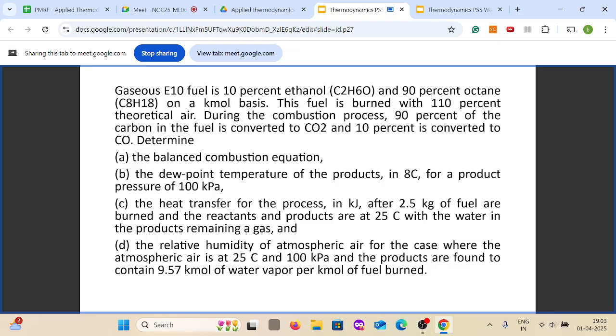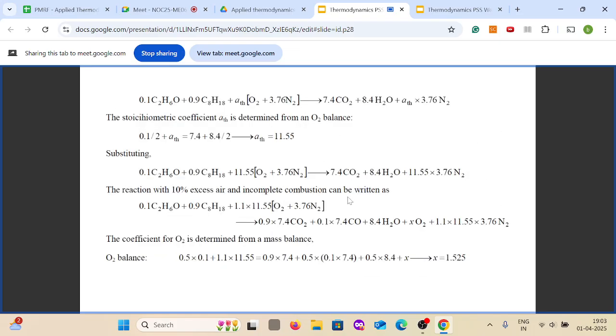Then determine the heat transfer for the process in kilojoule after 2.5 kg of fuel are burnt, with the reactants and products at 25 degrees Celsius and water in the products remaining a gas, and the relative humidity of atmospheric air for the case where the atmospheric air is at 25 degrees Celsius and 100 kilopascal, and the products are found to contain 9.57 kilomole of water vapor per kilomole of fuel burnt. So we'll see how to solve this.